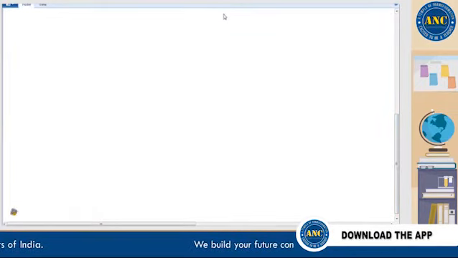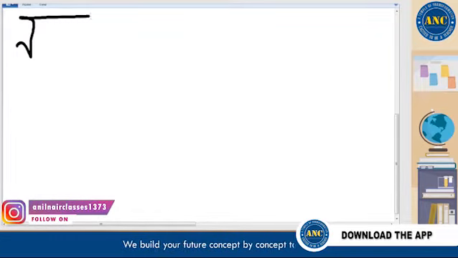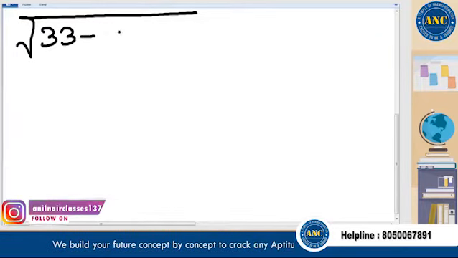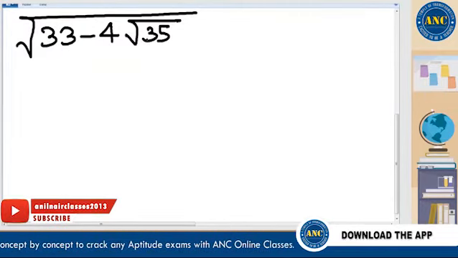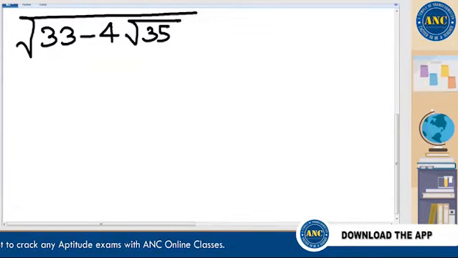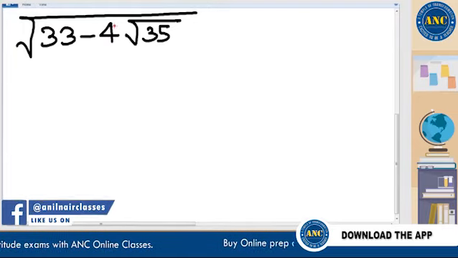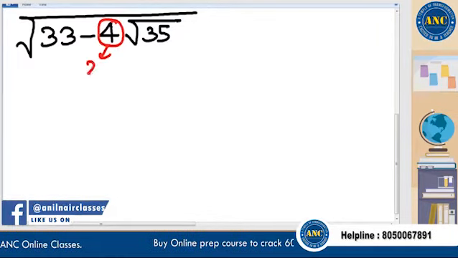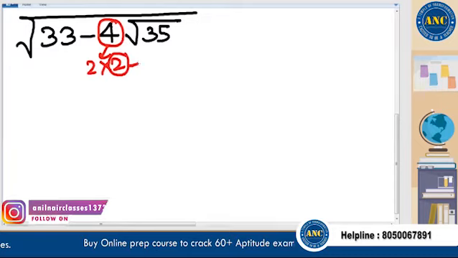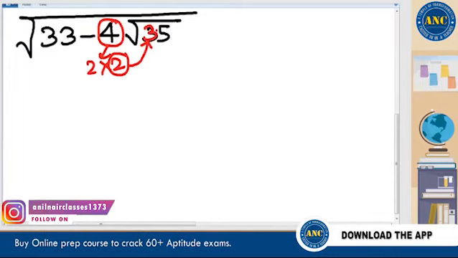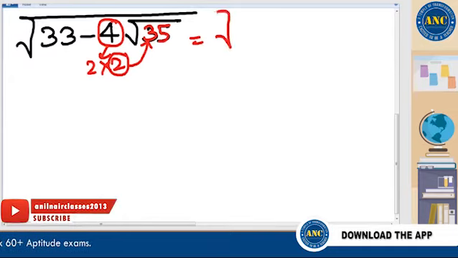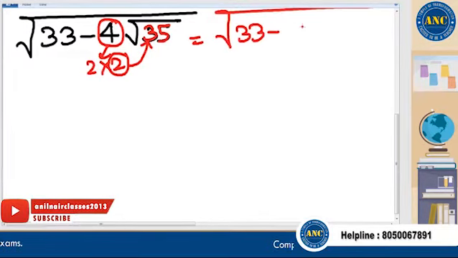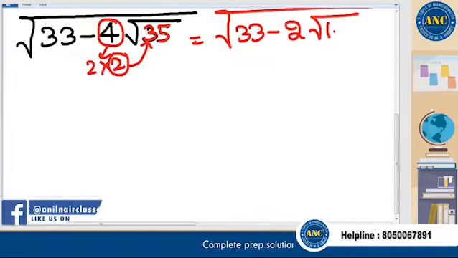Another question. Square root of 33 minus 4 root 35. Again same logic. 4 is nothing but 2 into 2. This 2, if I put inside the square root, it becomes 35 into 4. That means this is nothing but square root of 33 minus 2 into root 140.